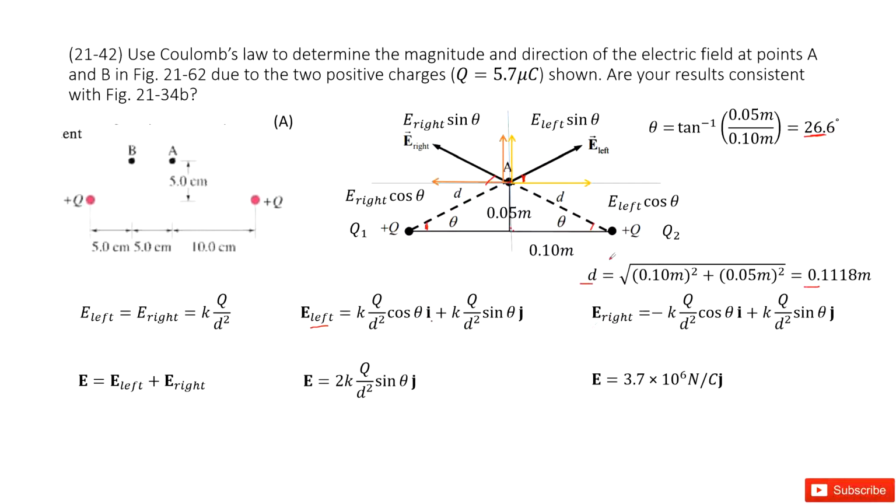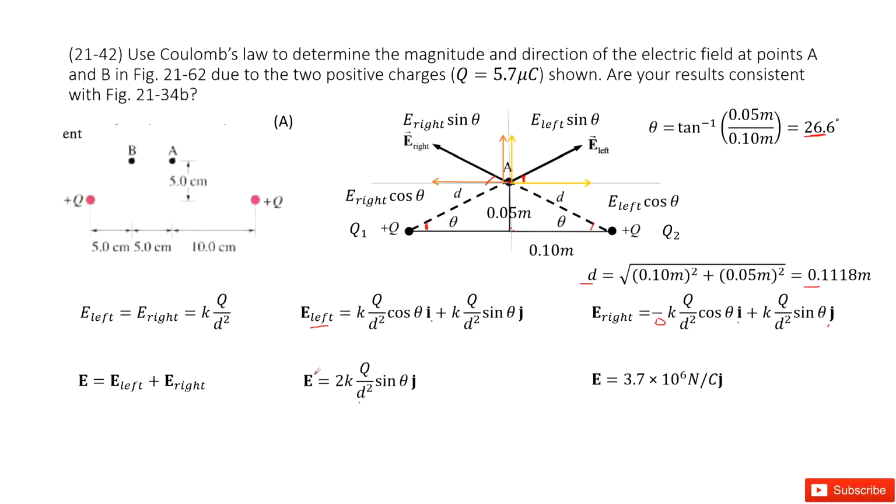The next one, you can write the E left vector in X component and Y component. For E right, the cosine theta component points in the negative X direction, so we add the negative sign there. So in the unit vector I component, and in the J component. Now you need to find the sum of these two vectors. You just add the X components together and add the Y components together. You get 2K Q over D squared sine theta. See, this term and this term cancel, right?